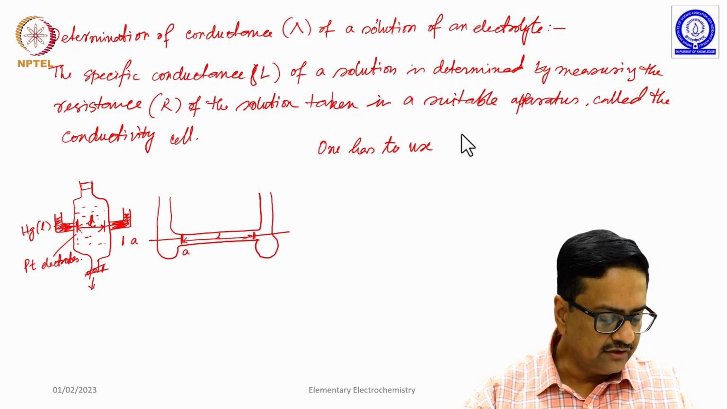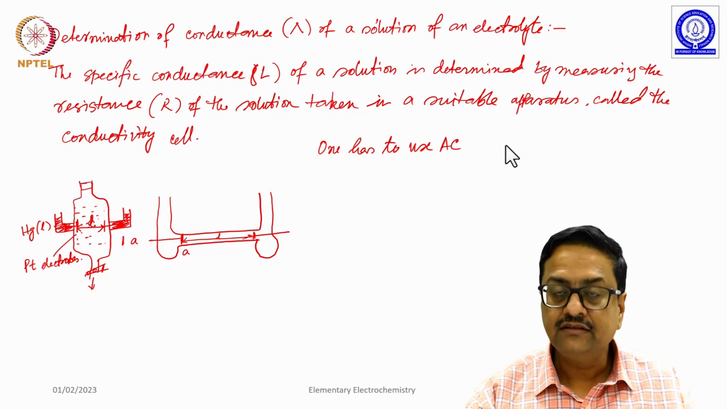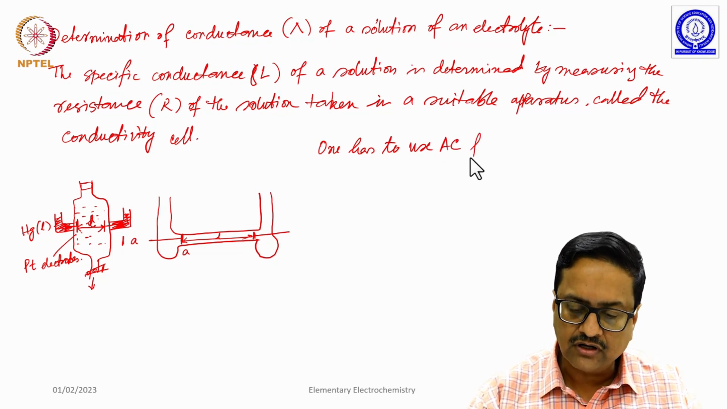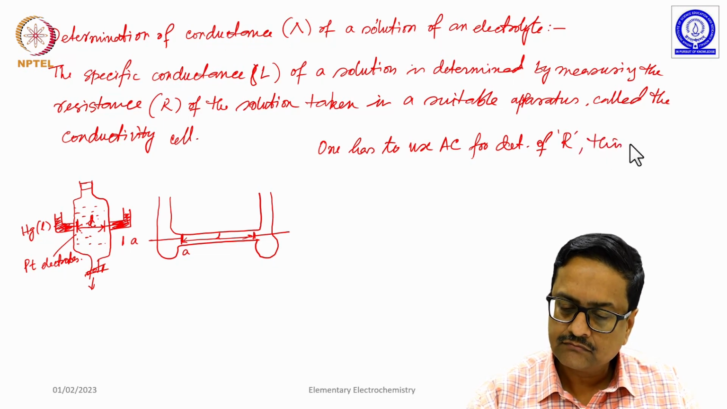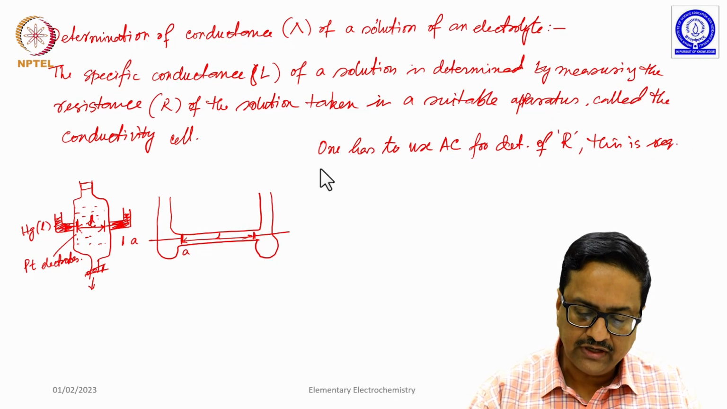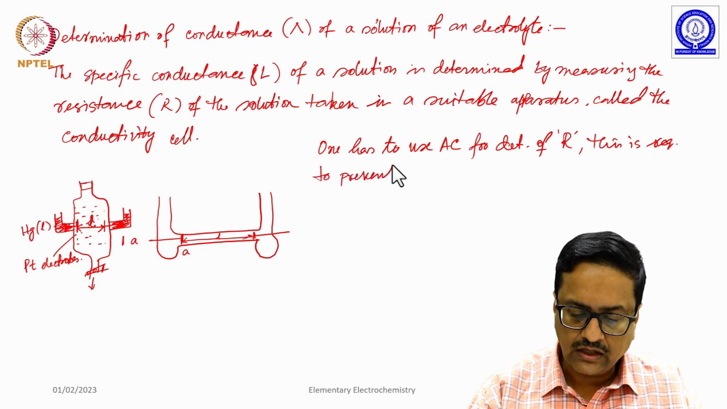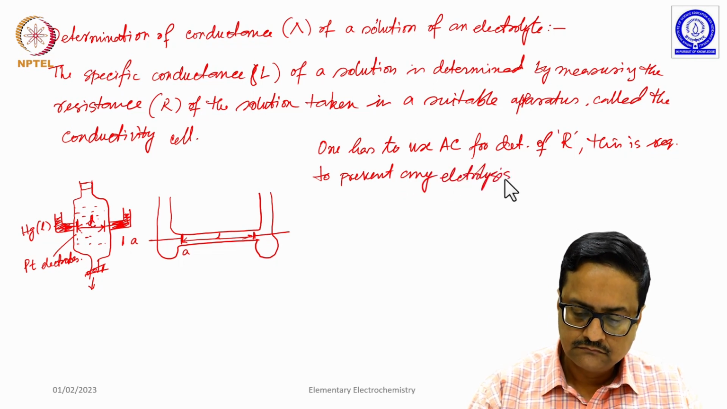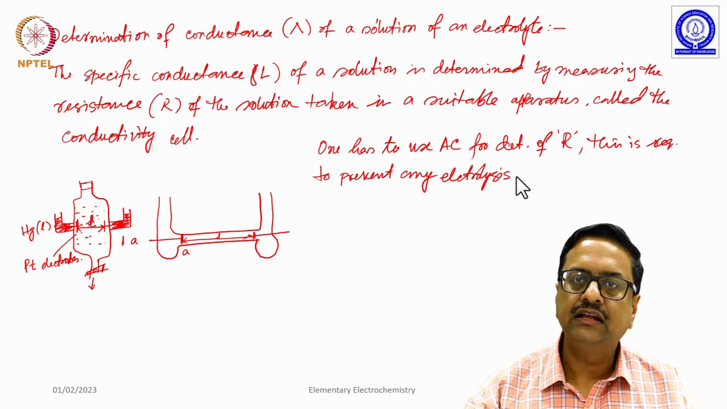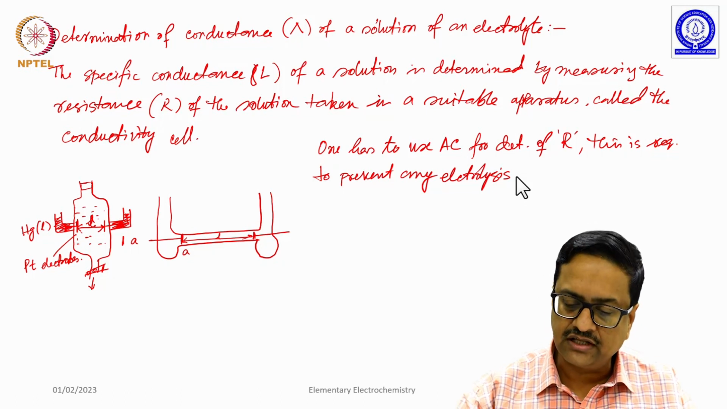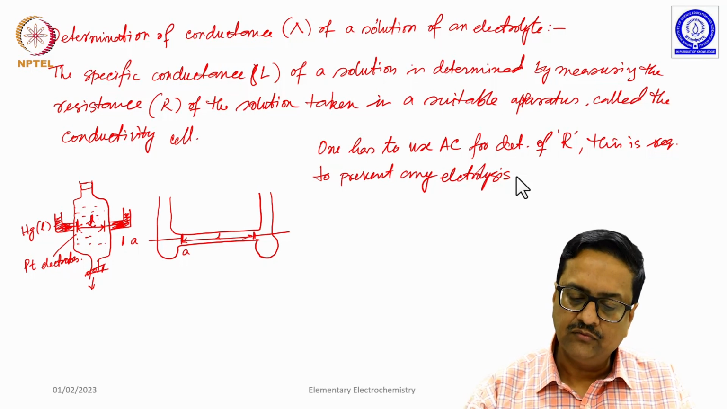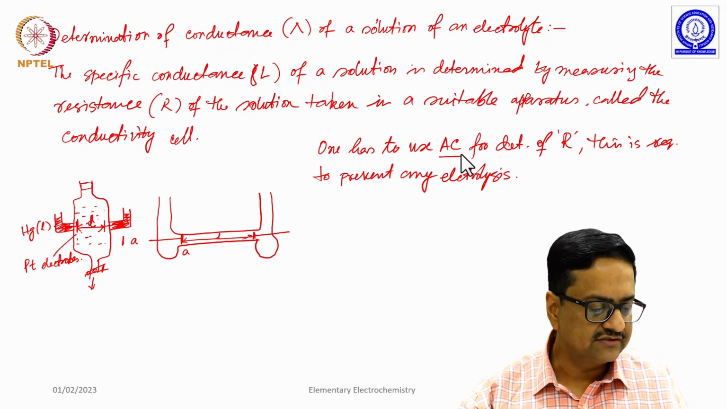So, using a conductivity cell, one has to use AC or alternating current for determination of resistance R. This is required to prevent any electrolysis. If you use direct current, then there will be conductance associated with electrolysis, so things will become complicated. That is why we use alternating current to prevent electrolysis.